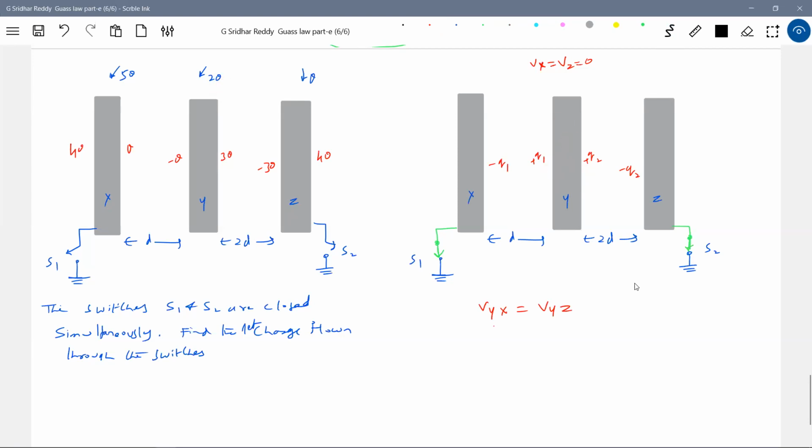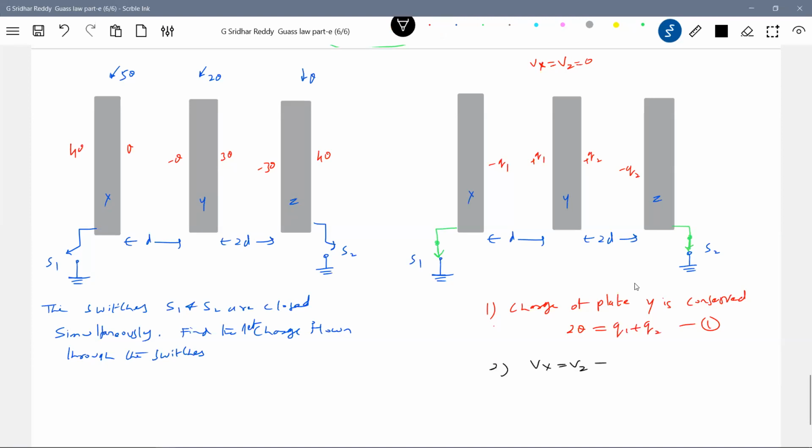Conservation of charge principle. Let me write all. Plate Y, charge of plate is conserved. So therefore, how much it was? Initial charge 2Q, final is Q1 plus Q2, equation 1. Then plates which are earthed, potential of that should be 0. Vx equal to Vz equal 0.